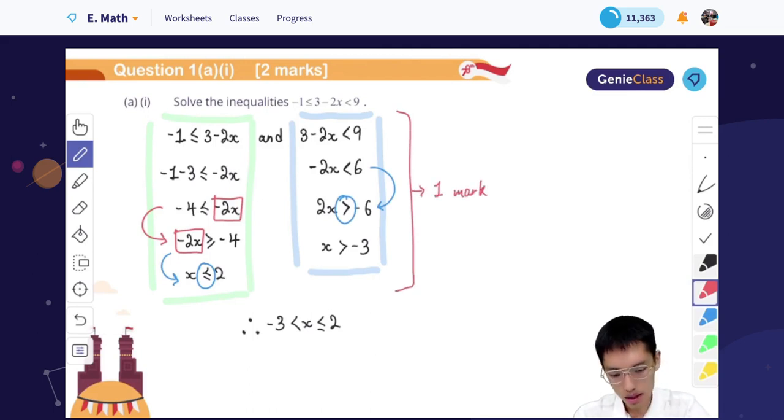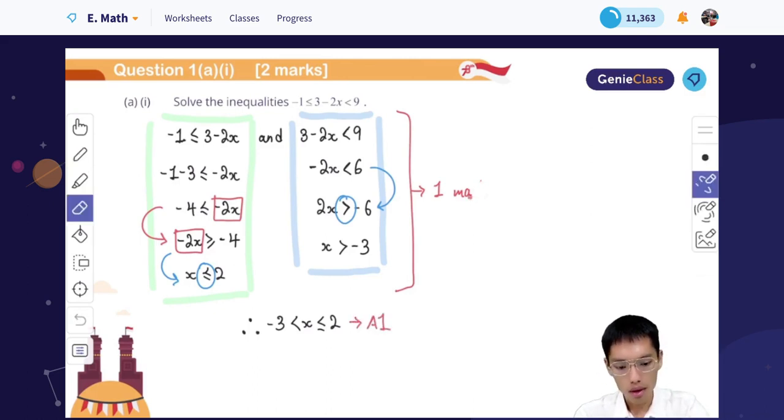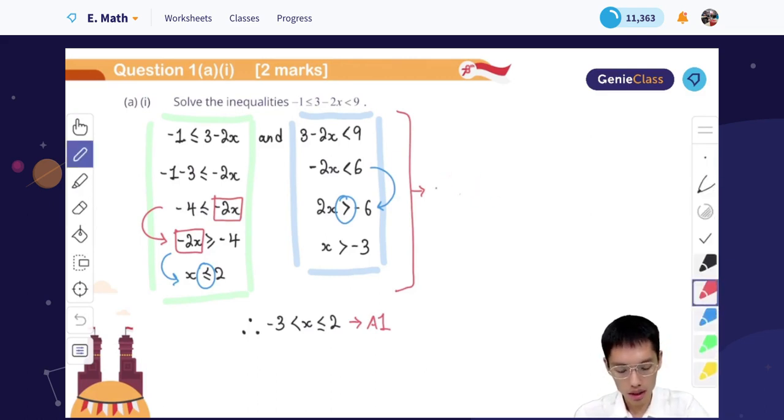And lastly, you have the answer mark over here that gives you the inequality. Okay, so just take note, M1, A1. So that's the notation over there. Okay, so I hope you get this down. Along the way, if you have any questions, feel free to type it out.